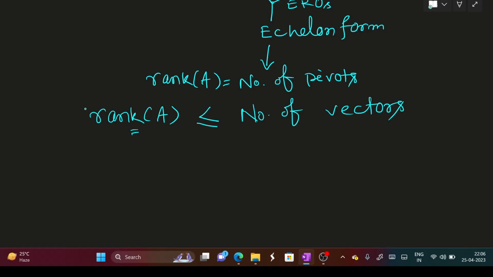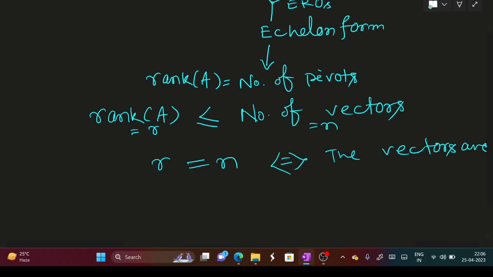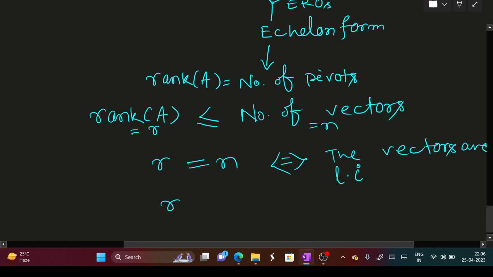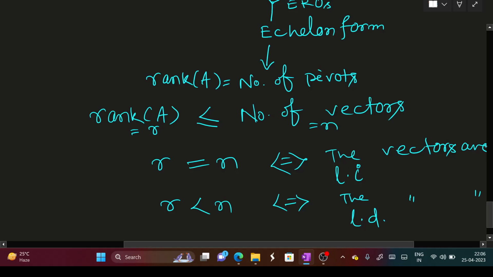Suppose rank of A is equal to R. Suppose the number of vectors is equal to N. Now R equal to N implies and is implied by the vectors being linearly independent. R less than N implies and is implied by the vectors being linearly dependent.